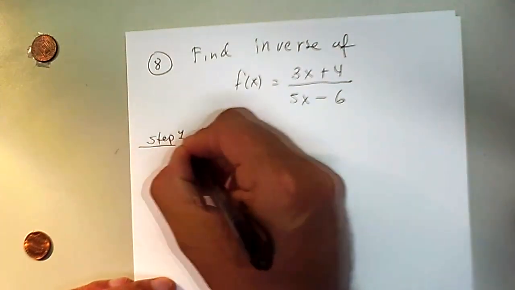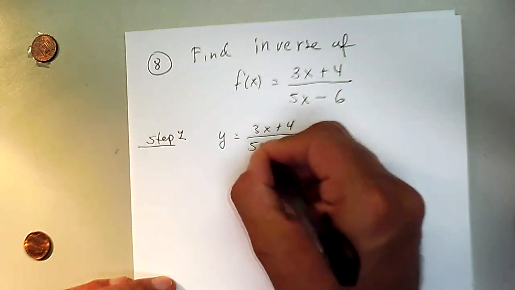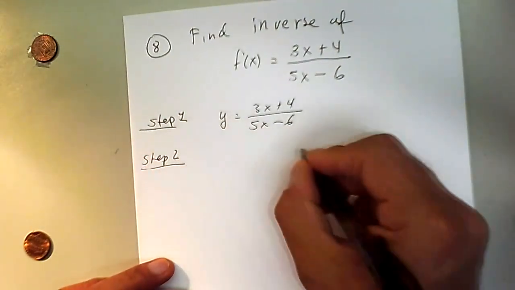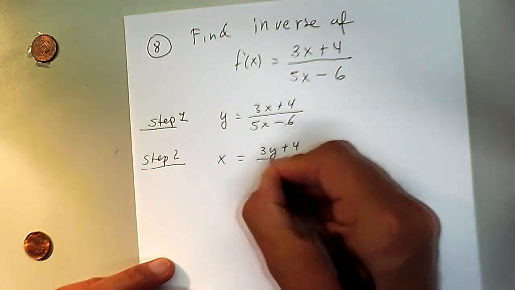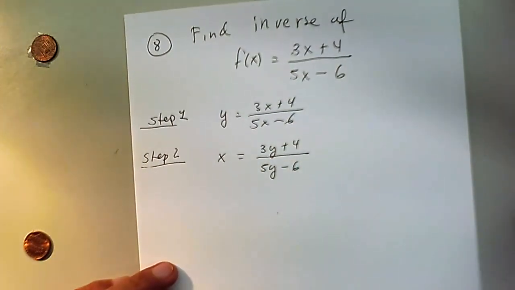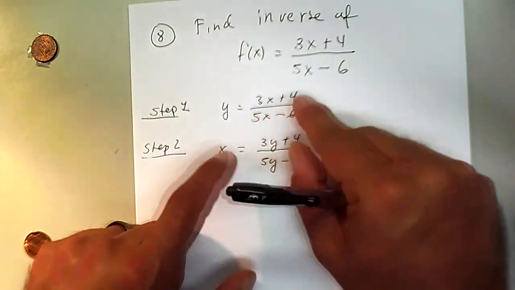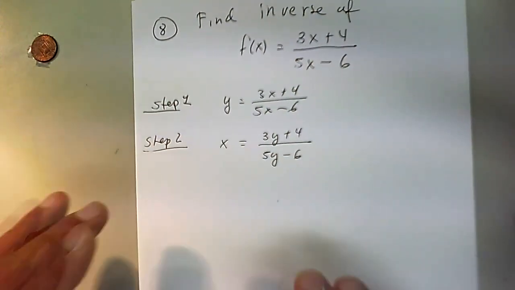Step 1 is y equals (3x plus 4) over (5x minus 6), no problem. Step 2, x equals (3y plus 4) over (5y minus 6), no problem. I mean, that was a little more complicated because I got to keep track. Okay, which one was an x, which one is the y? Okay, I cannot be distracted. I have to focus a little bit.